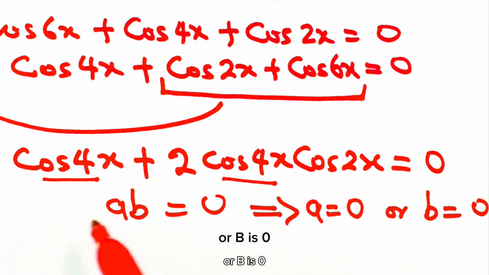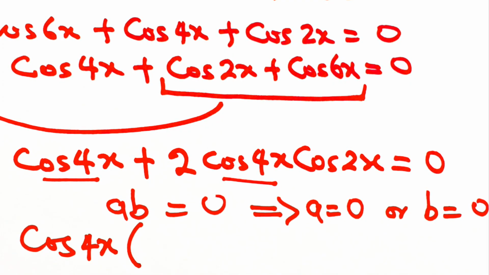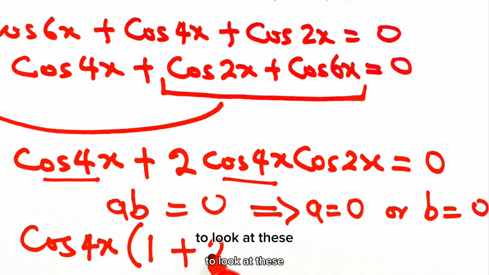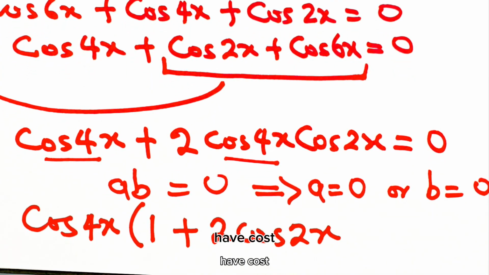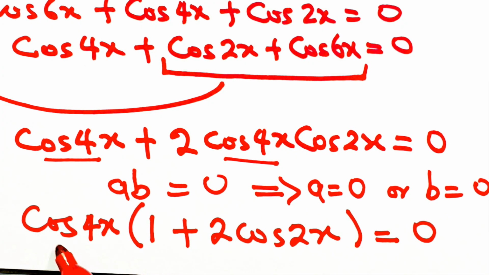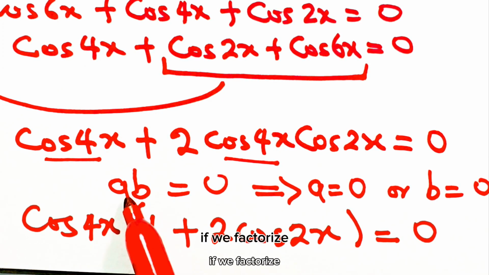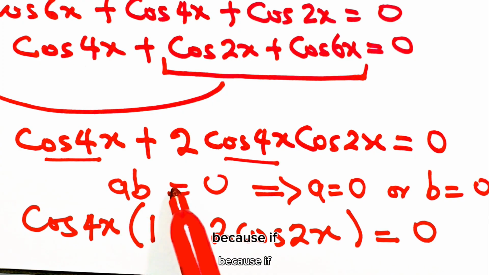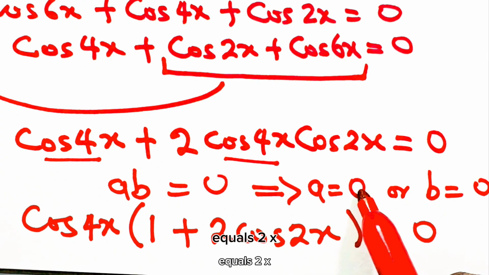In that way, if we now use these two quantities to look at this, let's factorize this out first. So if you factorize this out, we're going to have cos 4x into bracket 1 plus 2 cos 2x will equal 0. This is what we're going to have if we factorize this out. Because if you open this, we have cos 4x plus 2 cos 4x cos 2x. So now, if we use this quantity that says a times b equal to 0, we imply that it's either a equal to 0 or b equal to 0.